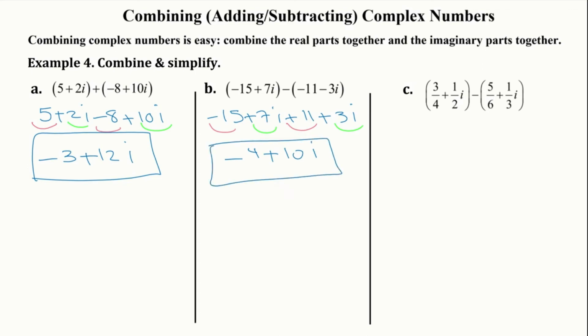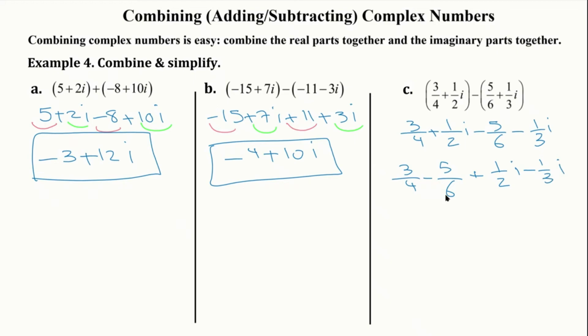Just like that. Okay? Here, same thing, it's just that we happen to have fractions. No big deal. So we have 3/4 plus 1/2 i. The first pair of parentheses can be dropped. We're going to distribute the negative into the second pair. So we get negative 5/6 minus 1/3 i. Now I will put the 3/4 and negative 5/6 next to each other because I'm going to be combining fractions. And I'll put the plus 1/2 i minus 1/3 i next to each other as well, okay?